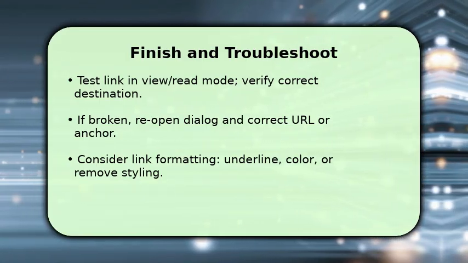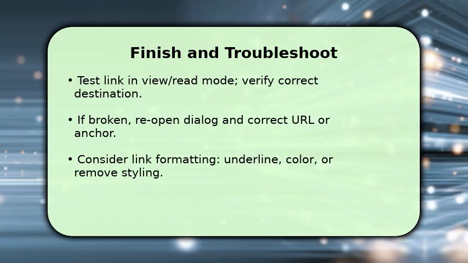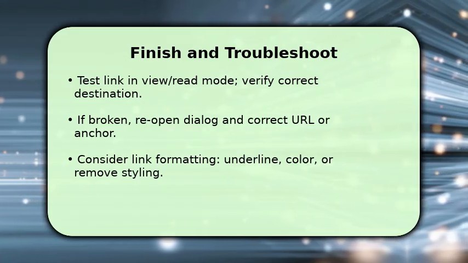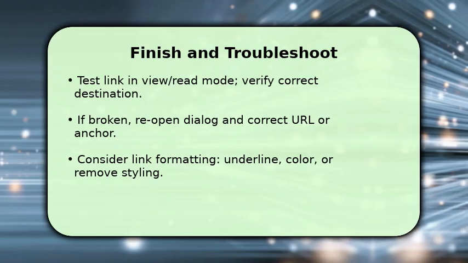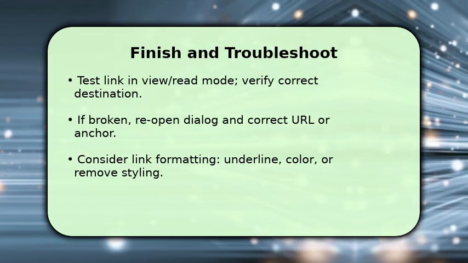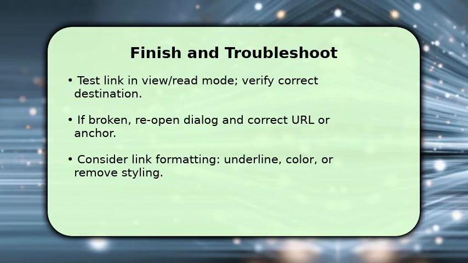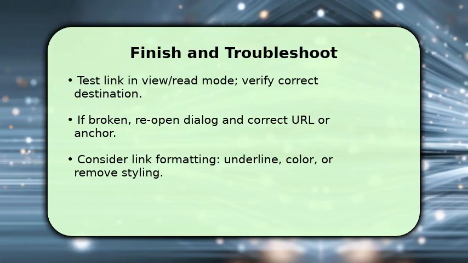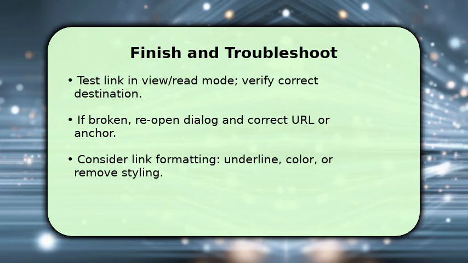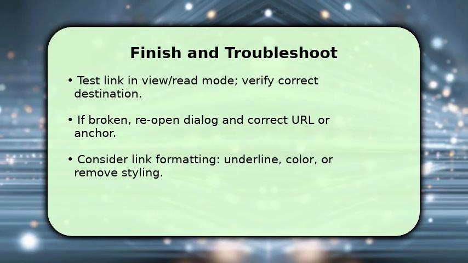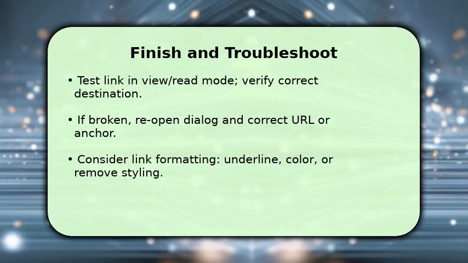If the link fails, reopen the hyperlink dialog, correct the URL, or update the bookmark anchor and retest. Make sure document protection or network restrictions aren't blocking navigation. One key troubleshooting tip: if a link looks right but won't open, copy the URL into a browser to isolate whether Word or the destination is the problem. Then fix the source accordingly.